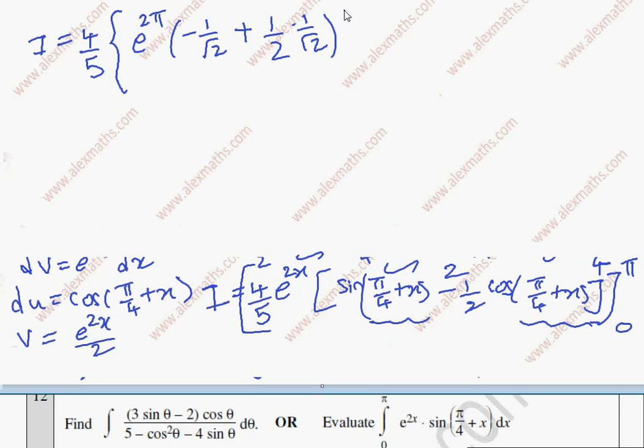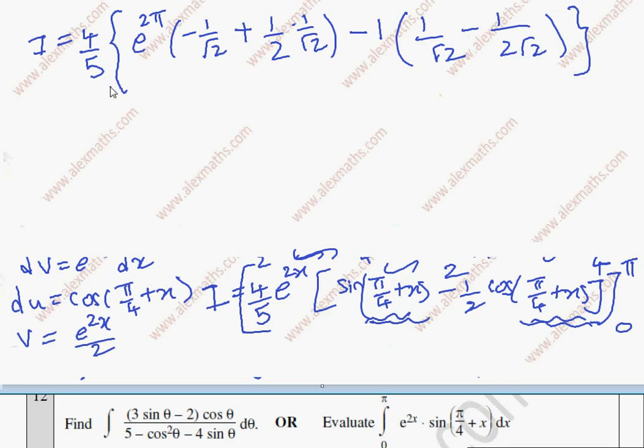Then minus lower limit. For the lower limit, if I put 0 here, it is going to be e power 0, which is 1. Then this will become sine pi by 4, which is 1 by root 2. Then this will become cos pi by 4. So minus 1 by 2 root 2.